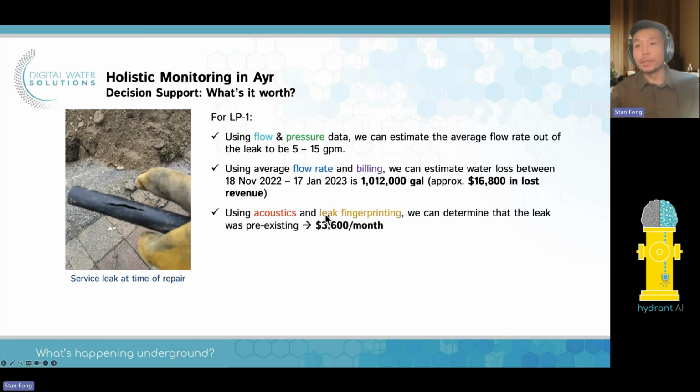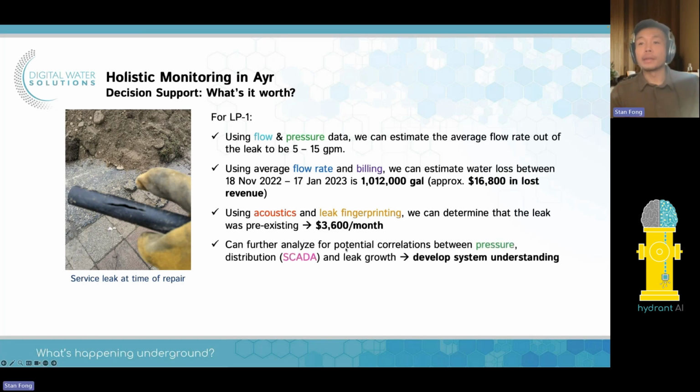With the acoustics and the leak fingerprinting, we could determine that that leak was pre-existing. So now the savings go beyond, or they precede, the 18th of November, right? Depending on how many months you think that leak was there prior to, which is something we won't be able to know. All we know is that that leak was there beforehand. And if you'd done a leak survey in the past, you could see, was it picked up? Was it not picked up? Who knows how long it was sitting there? But every leak like that is going to potentially be costing you $3,600 a month. And after we spend some time in one area, we can get an idea of how many of these types of leaks you might have per kilometer or per mile of pipe.